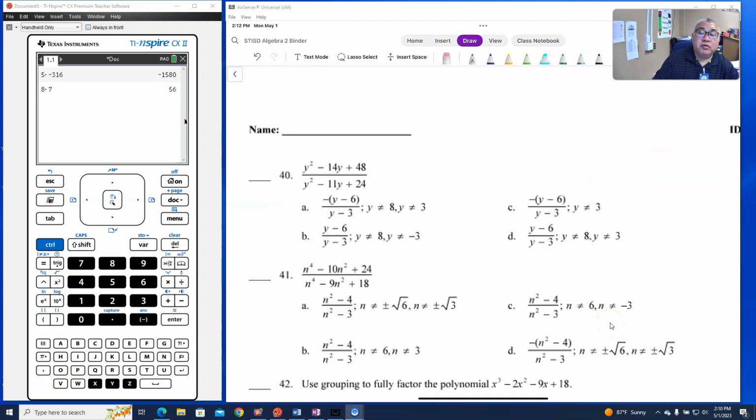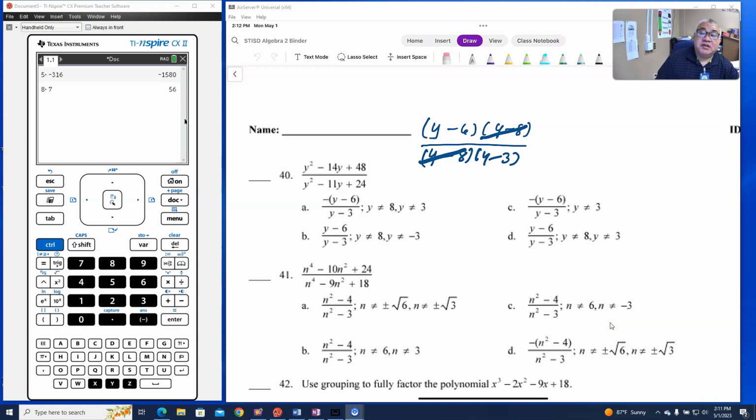So with 40, we're going to have to factor once again. So we have y minus 6 times y minus 8. Since negative 6 and negative 8 is positive 48. And negative 6y plus negative 8y gives you negative 14y. And then we have y minus 8. And you have y minus 3. And those two are going to cancel.